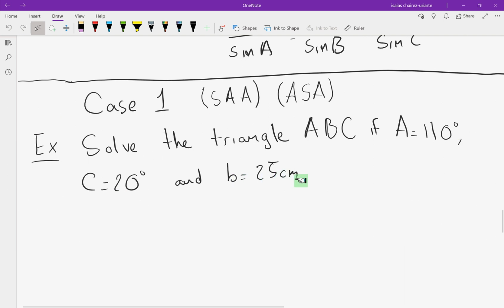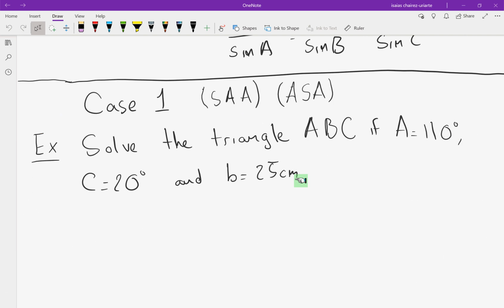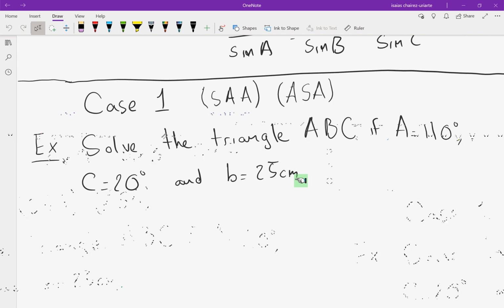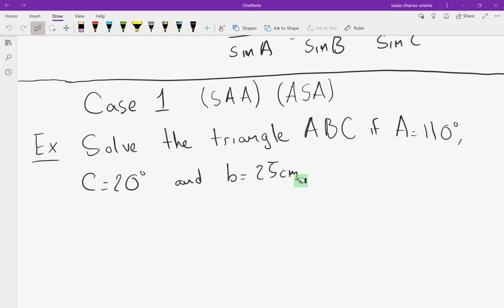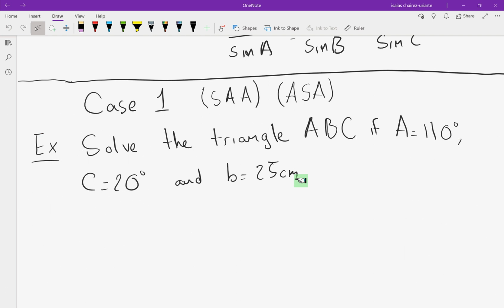If I was you at this moment, I would pause this video. I would probably take, I don't know, 5-10 minutes at the most to try to see if I can find angle B, side length A, and side length C. Those are the three things missing right now. So pause this video, take a second to try to do that on your own.